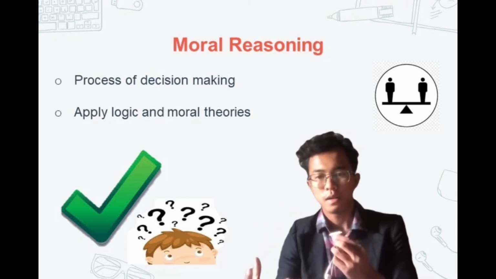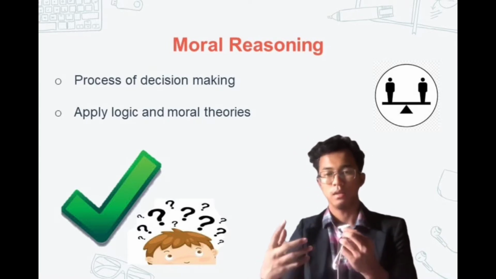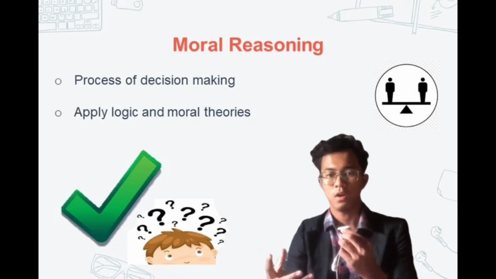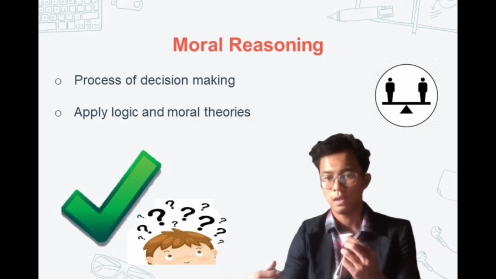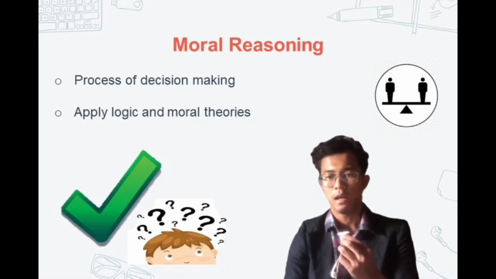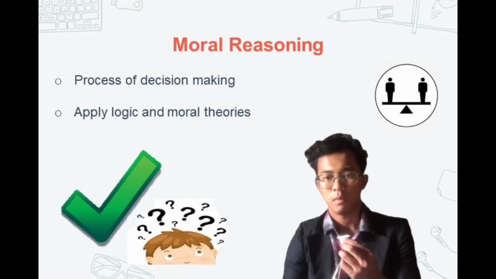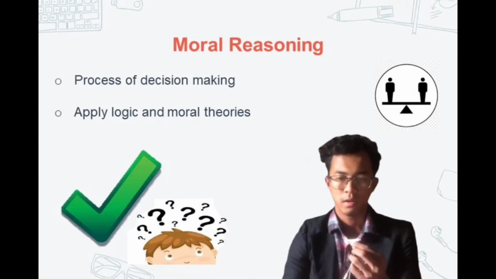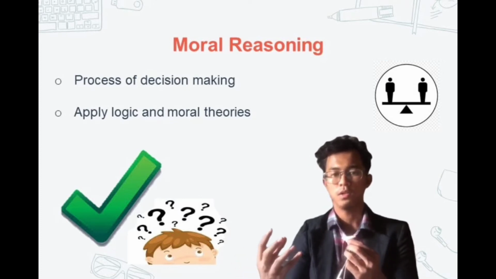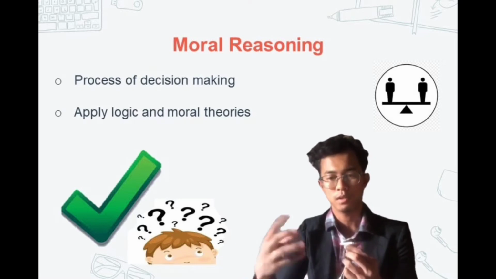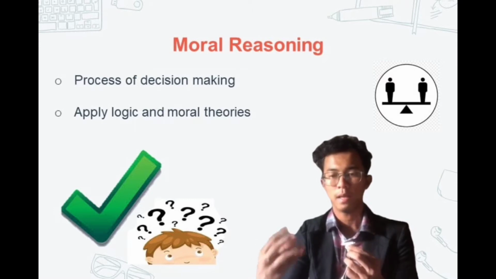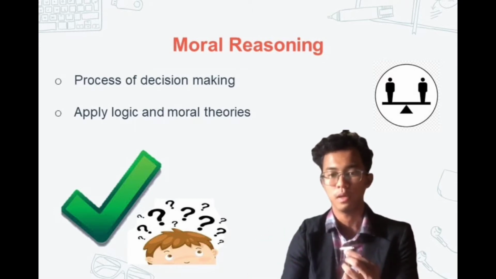So what is moral reasoning? Based on my research, moral reasoning is a study in psychology that overlaps with moral philosophy. This is because starting from a young age, people can make moral decisions about what is right and what is wrong. This makes morality fundamental to the human condition. In simple words, moral reasoning is the ability of someone to apply logic and moral theories to make a decision.